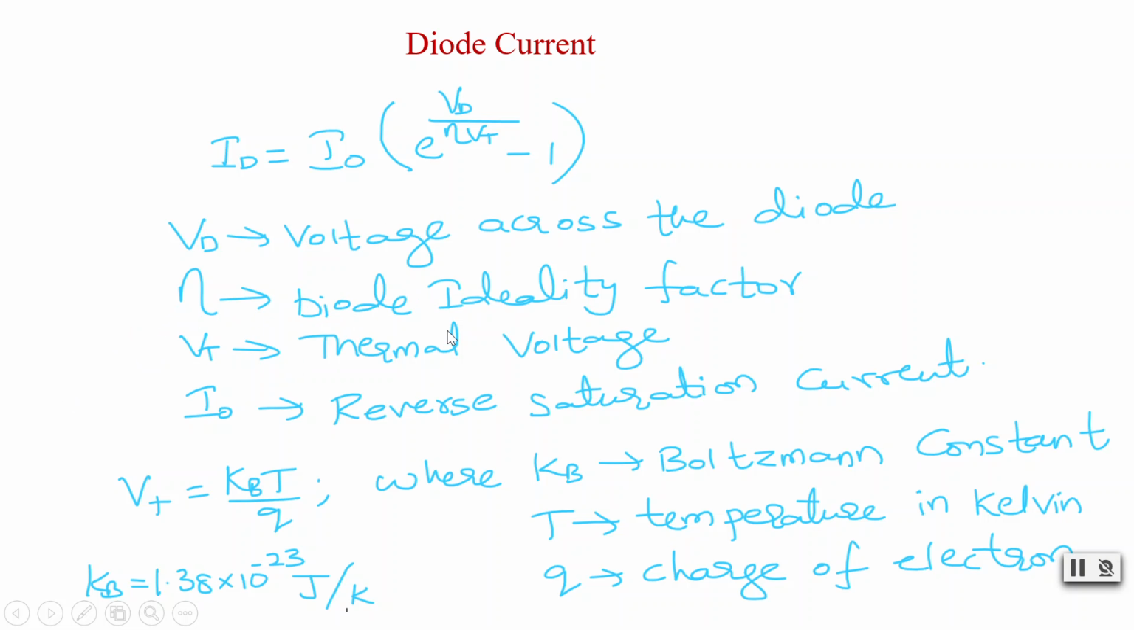And Vt is the thermal voltage and IO is the reverse saturation current. Here Vt is the thermal voltage, which is equal to Kb T by Q. Here Kb is the Boltzmann constant, T is the temperature in Kelvin, and Q is the charge of an electron. And Kb is 1.38 into 10 power minus 23 joules per Kelvin. So this gives us the diode current. Here it is desirable to have a low value of diode current.